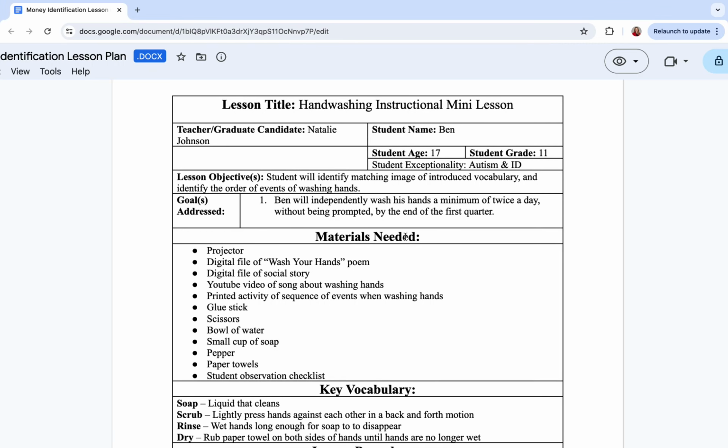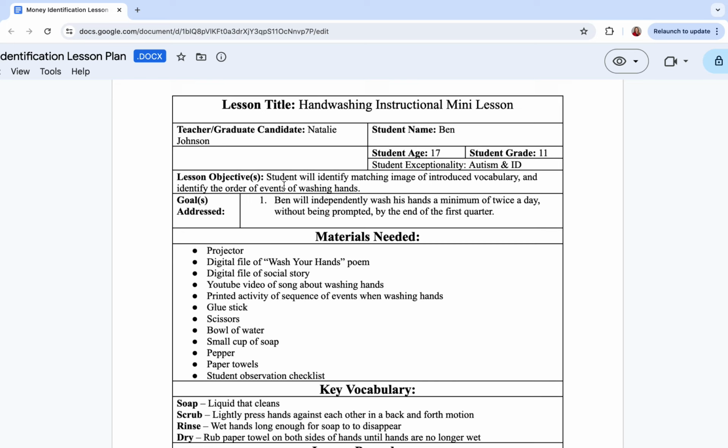At this time, we will look at the hand washing instructional mini lesson guide. Ben's exceptionality is autism and an intellectual disability. The overarching goal that we will be looking towards is Ben will independently wash his hands a minimum of twice a day without being prompted by the end of the first quarter.